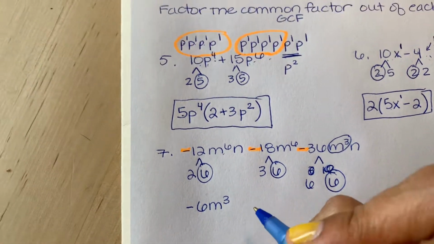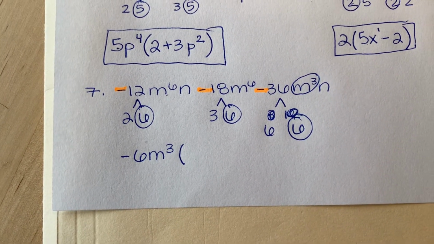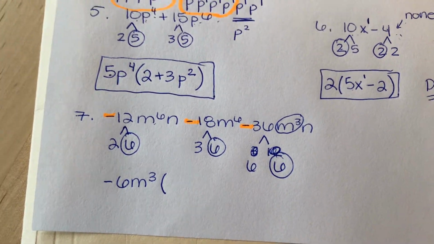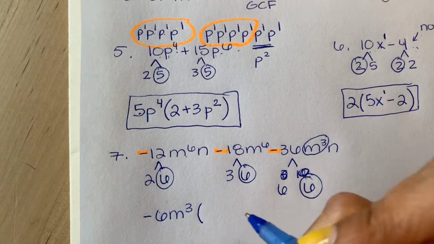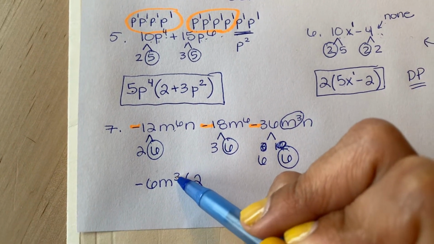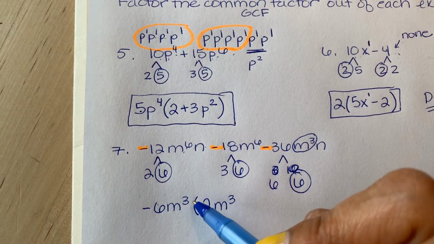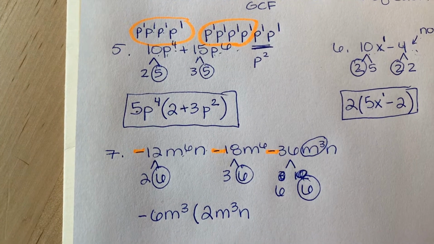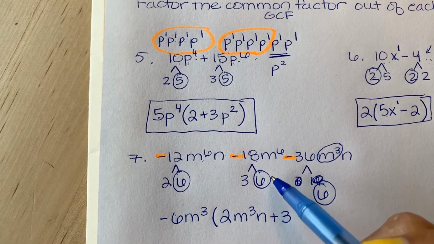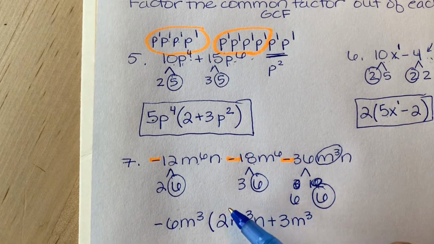But now we have to factor and show our other factor. What is left over, right? Okay, so what's negative 12 divided by negative 6? 2. M to the 6, I remove m to the 3, so what's 6 minus 3? M to the 3. I remove 0 n's, right? There's no n here, so we leave the n there. So now move on to the next. Negative 18 divided by negative 6, positive 3. 6 m's, take 3 out, m to the 3. No n's, no n's, leave it alone.